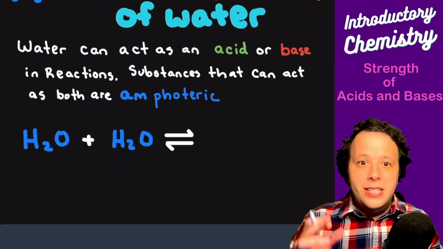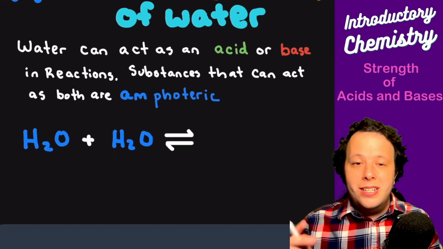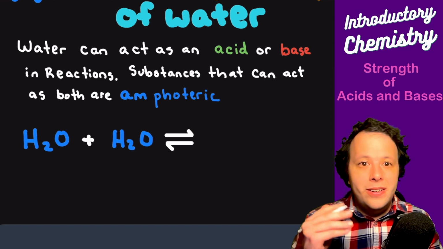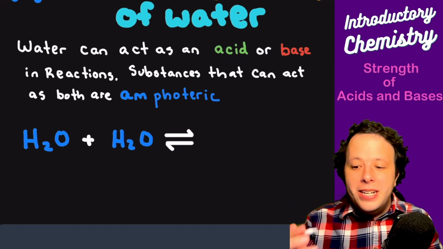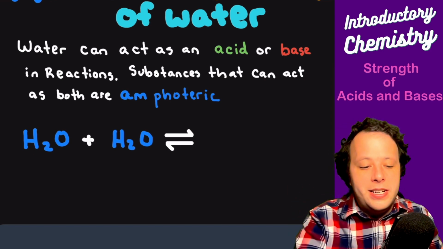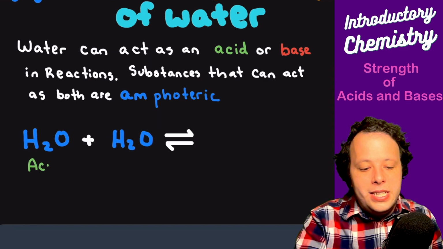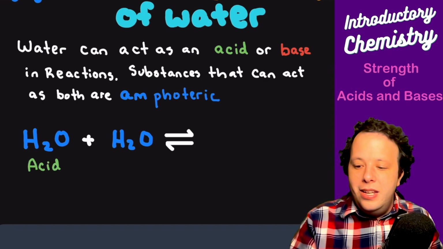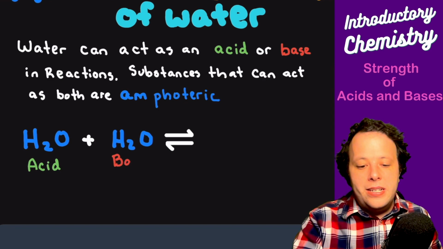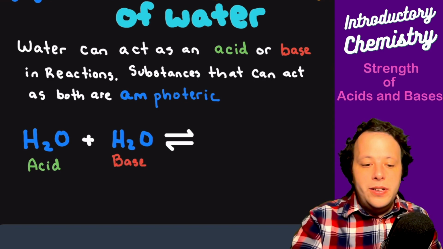So if I have, let's say, 2 water molecules and they want to react with each other, which one's the acid, which one's the base? Well, we can choose, right? It doesn't have to necessarily be one or the other. So let's say the one on the left is the acid, and the one on the right is the base. So what exactly are you going to make as a result?